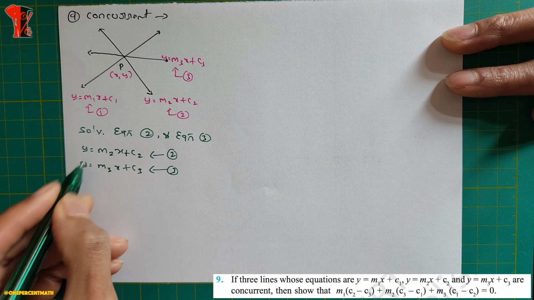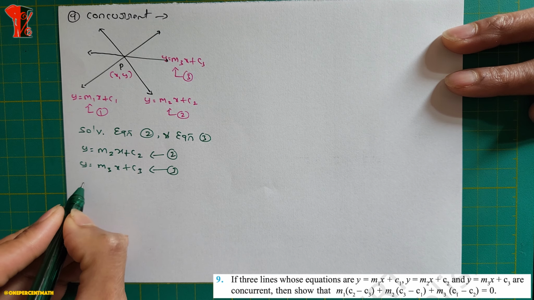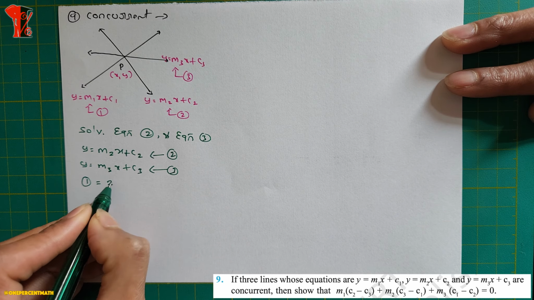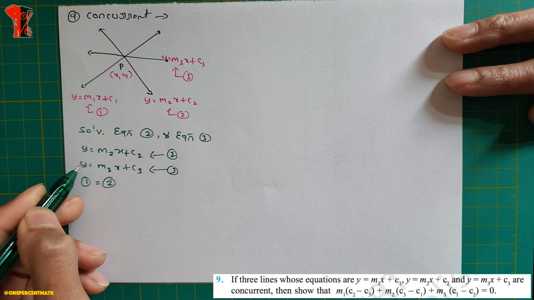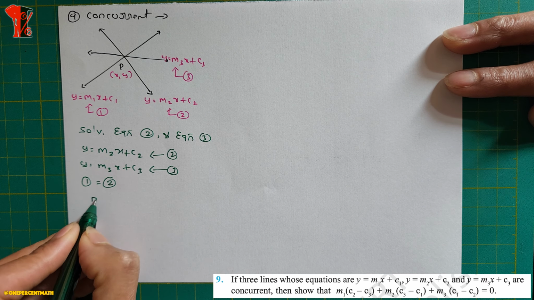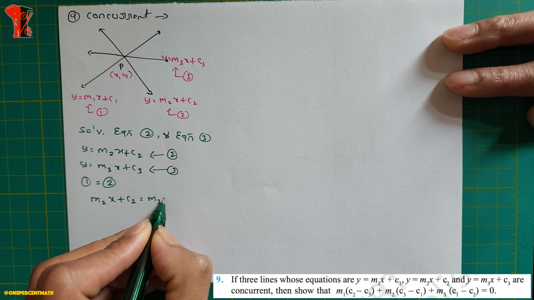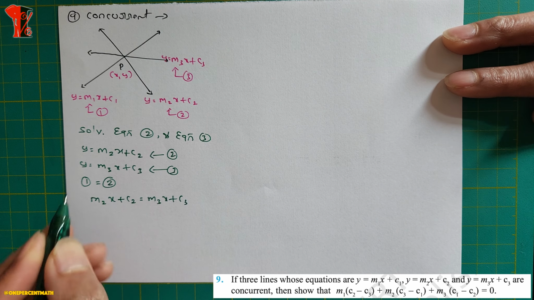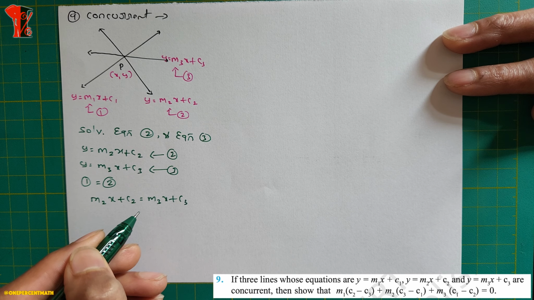So both are equal to the same y, right? They're equal to y. That means I can say equation 1 is equal to equation 2, because both are equal to y. Even if I subtract, it becomes the same thing. So I can write this as m2x plus c2 is equal to m3x plus c3. So all the x's on one side and all the c's on the other side.